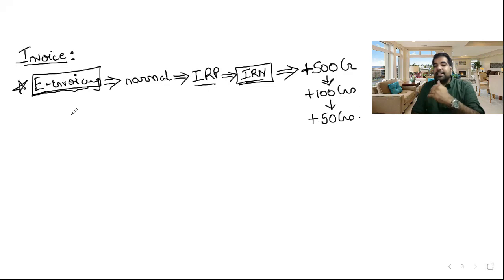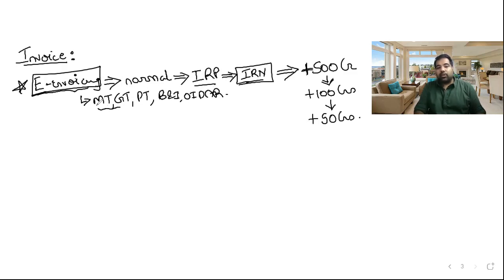But thankfully, some people are out of this. As always, guys, you know the exception list: movie theaters, goods transport, passenger transport, banking and insurance, OIDAR and SEC developers, these guys are out of it. Thankfully, why? Because in these cases, there are so many invoices. Every time you go for a movie, there are hundreds of people sitting in the theater. So generating e-invoices for all of them is a very big task. And hence, these guys have been given an exemption from e-invoicing. That's the first amendment in the invoice chapter.